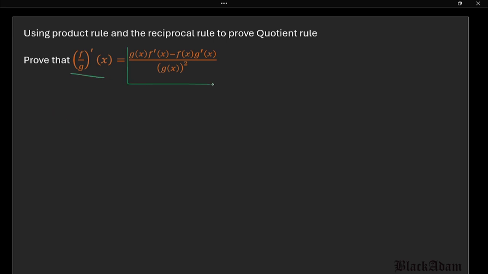With your teacher Black Adam, we need to prove the quotient rule using the product rule and the reciprocal rule.